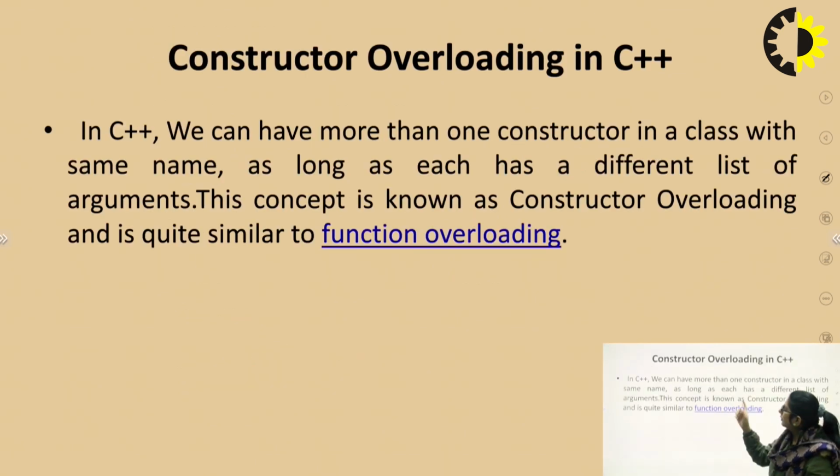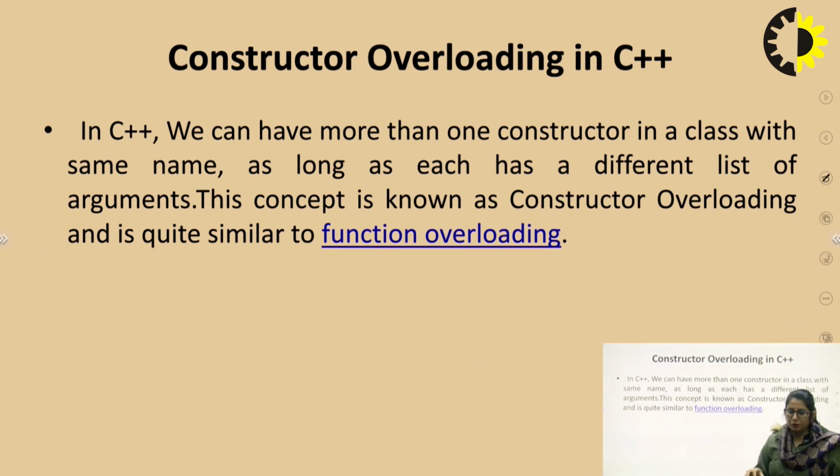Now, there is constructor overloading also. It says that in C++, we can have more than one constructor in a class with the same name as long as each has a different list of arguments. Means one can be the default, one can be the parameterized. This is the concept of constructor overloading. It is quite similar to function overloading.